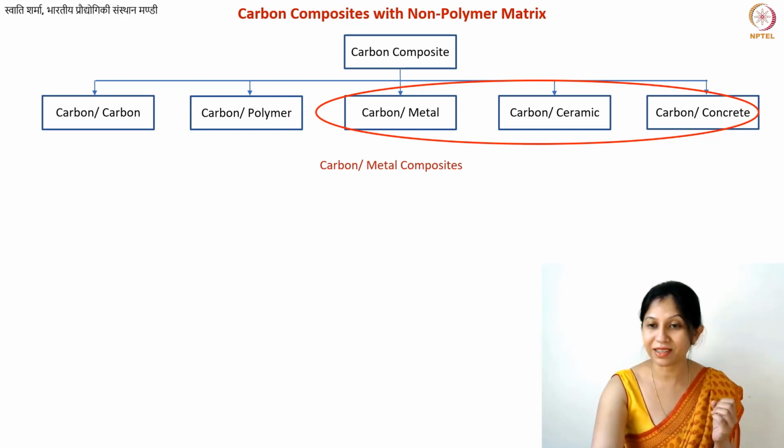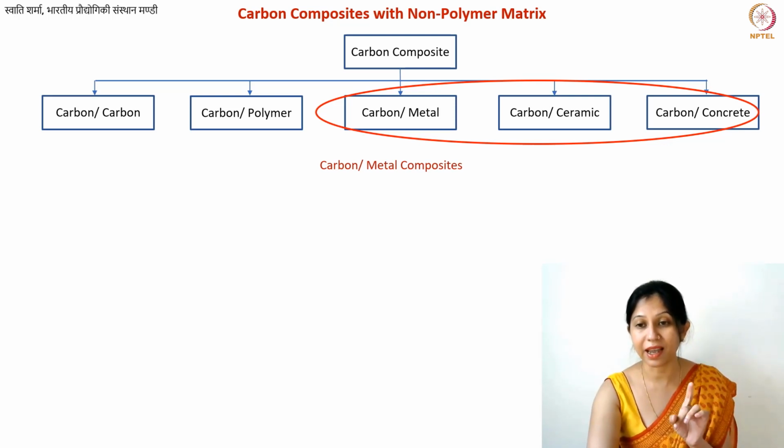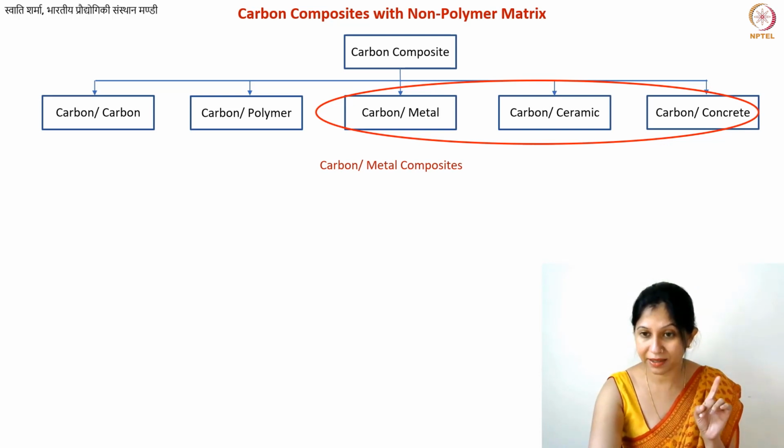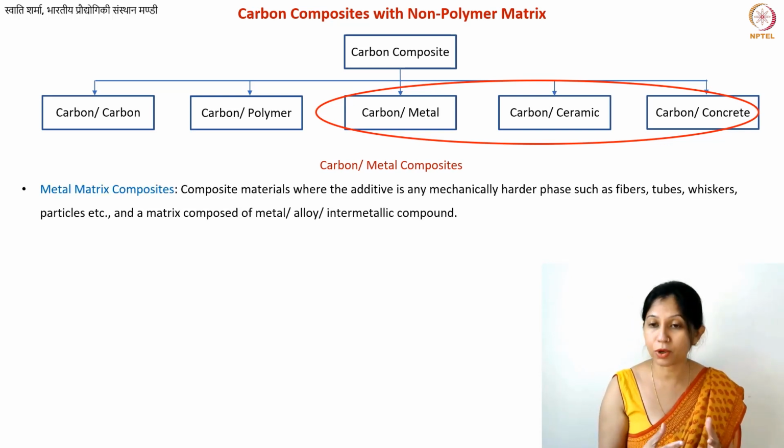As the name suggests, you have a carbon additive, which is mostly carbon fiber, the most common additive. So it is carbon fiber mixed inside a metal matrix phase. Okay, so how will that work? What are the things that change?